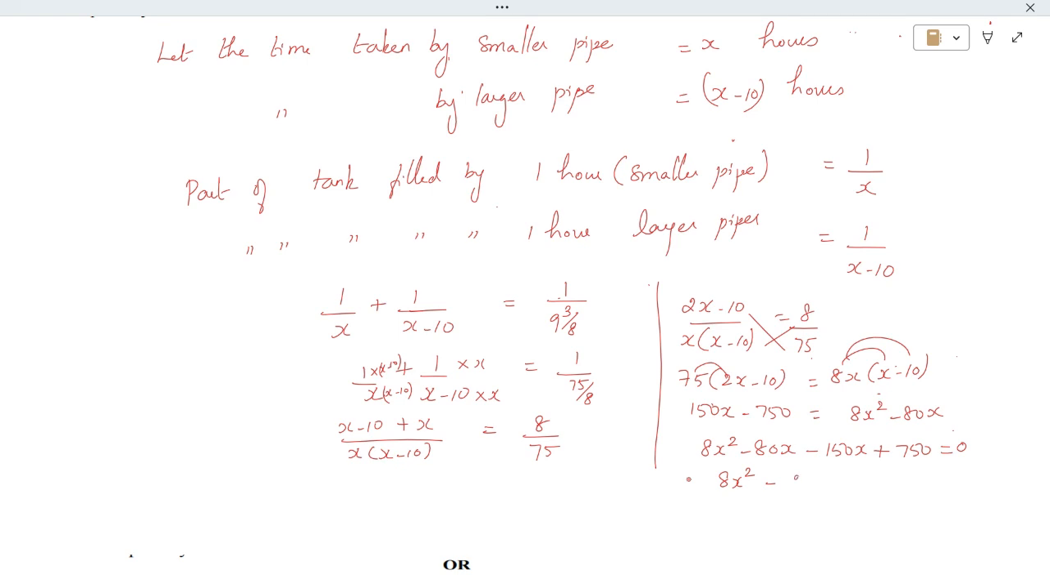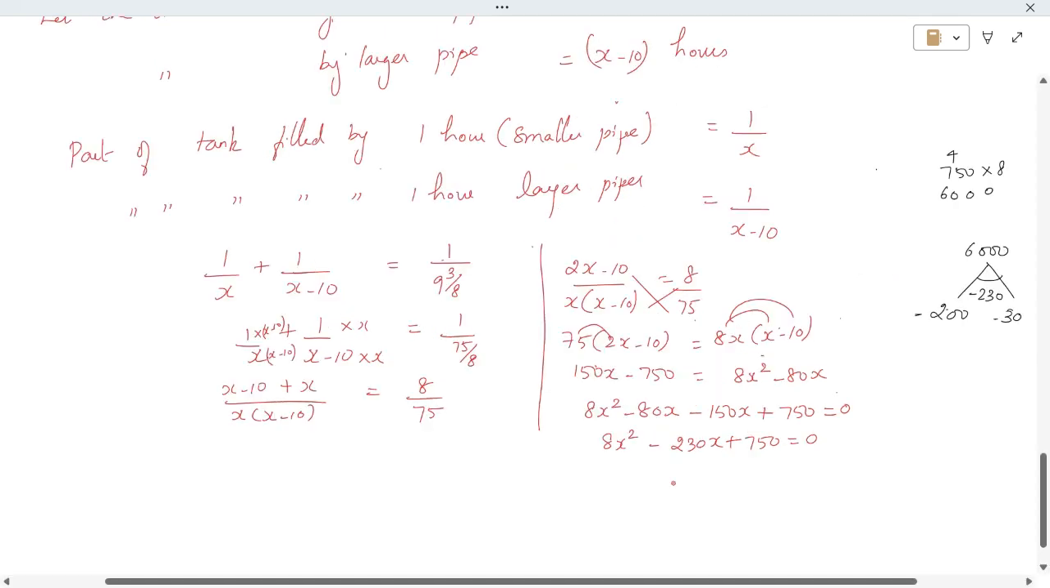So 8x square minus 230x plus 750 is equal to 0. Now you can use the splitting the middle terms method to factorize. So I have shown the factorization here.